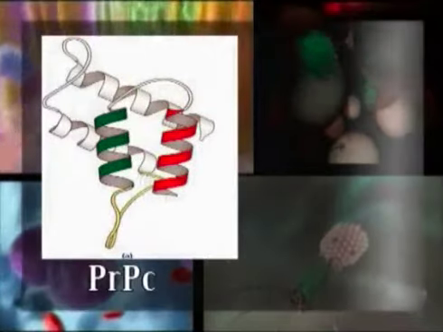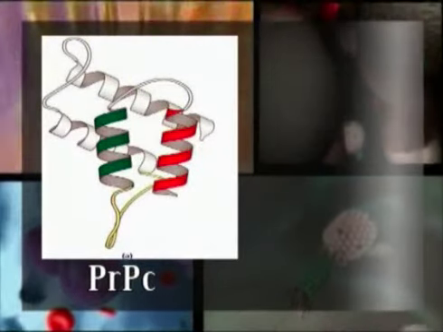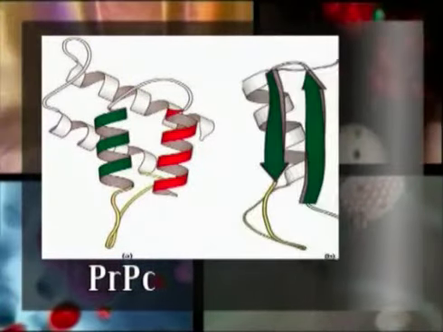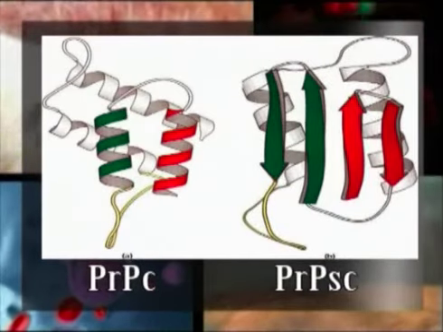These diseases are caused by the conversion of a normal host glycoprotein called PrPC, for cellular prion protein, into an infectious form called PrPSc.